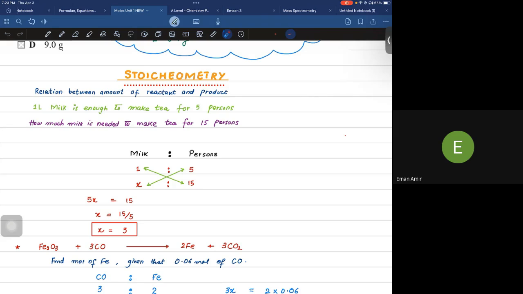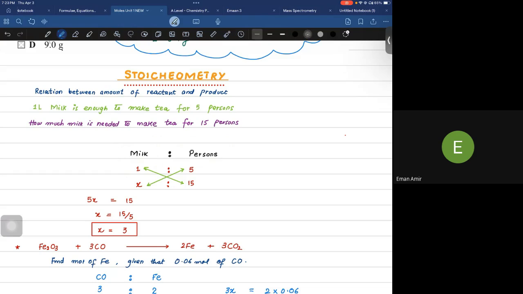Suppose I have to make tea for 15 persons. Of course, I need ingredients, including milk, sugar, tea. These are the things that I need to have. Then I would be mixing them together, and obviously, I can make tea for 15 persons. So it's a relationship between reactant and product. We can use it in this way.